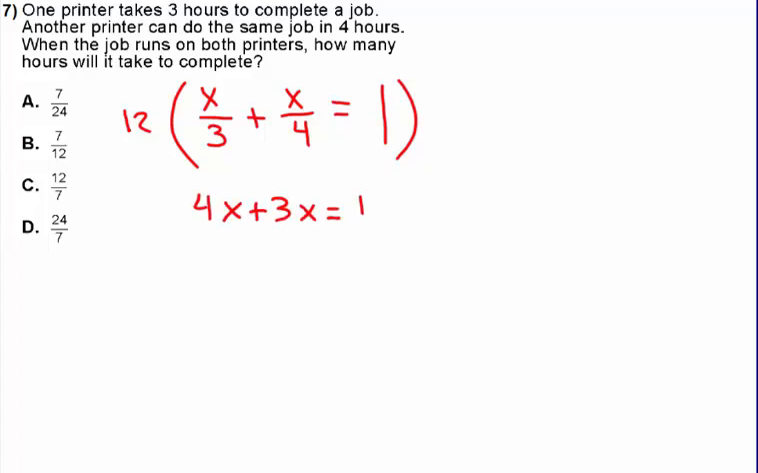I get 4x plus 3x equals 12. So 7x equals 12, divide both sides by 7, and we get x equals 12 sevenths. So with both these printers running, that's how long it would take.